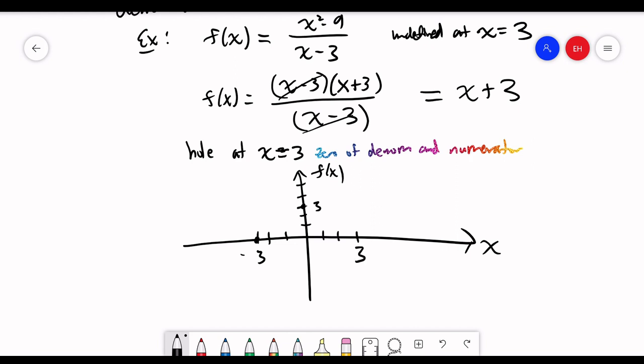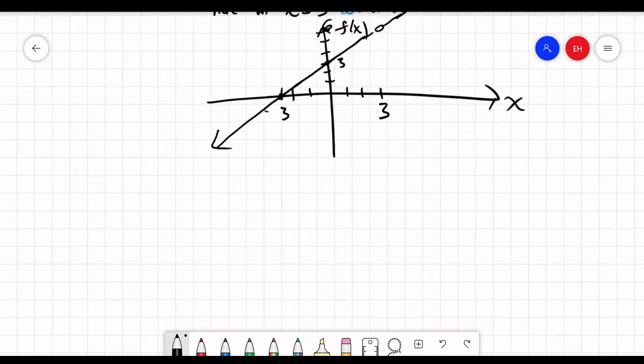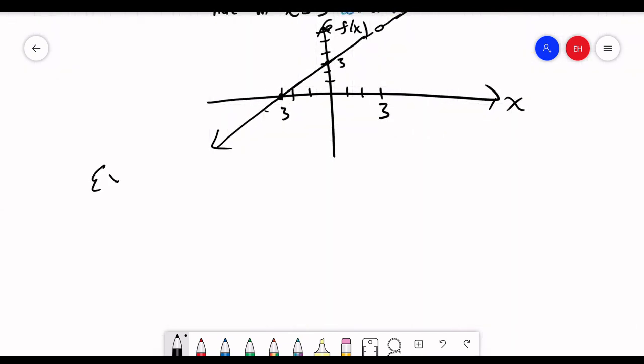But one thing I'm going to do is put the hole in here. The hole is at x equal to 3. And if you want to know where the hole point should be, you put it into the function that you've canceled out. So that x plus 3, and I get 6. And so the hole is going to be at 3, 6. I draw the hole there, and then I just sketch the graph.